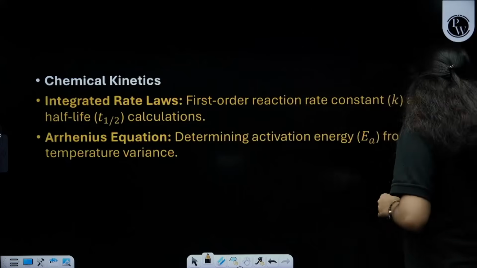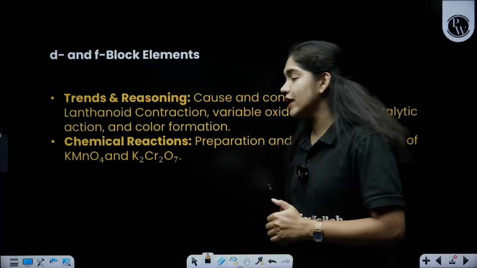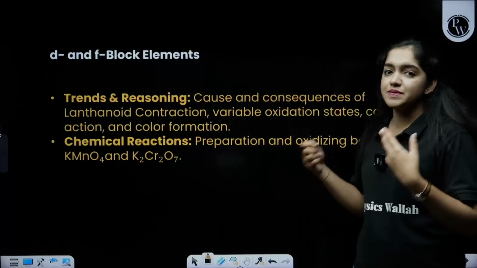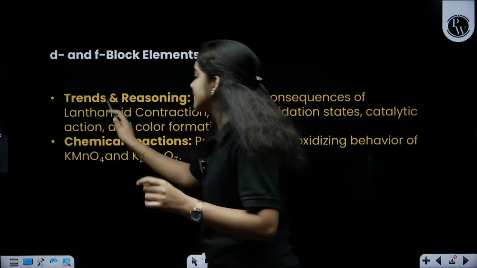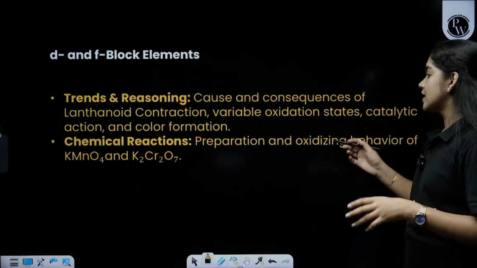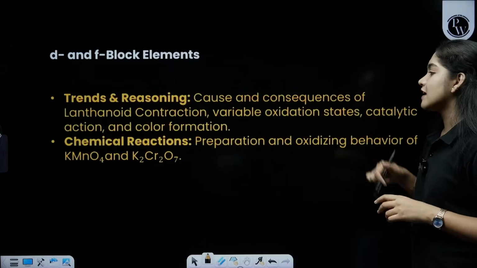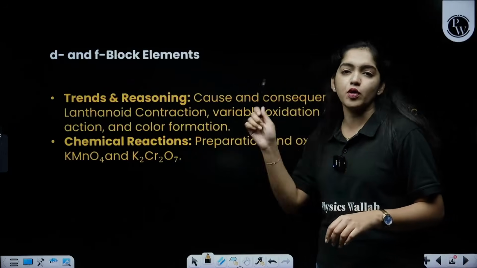Then our fourth chapter is D and F block elements. D and F block elements is a theory chapter, and the main board-exam topics from it are trends and reasoning, causes and consequences of lanthanide contraction, variable oxidation states, catalytic action, and color formation. These are the main topics that you need to ponder for your exam.